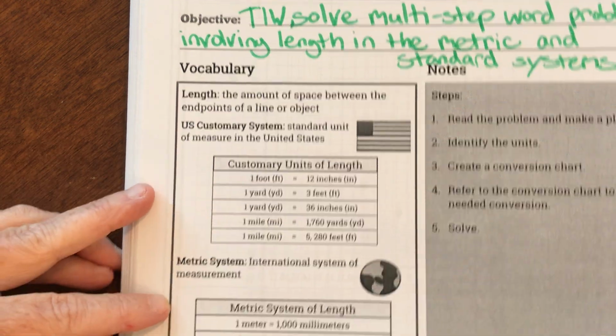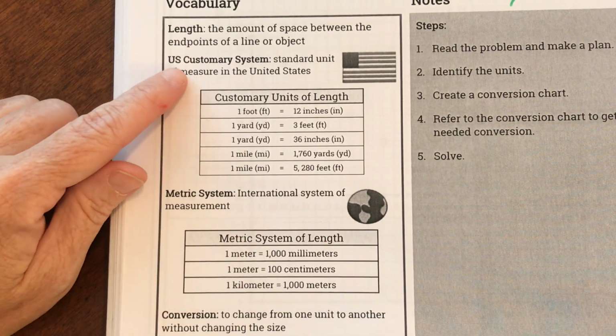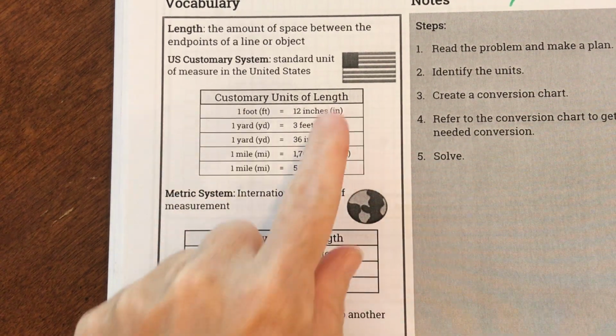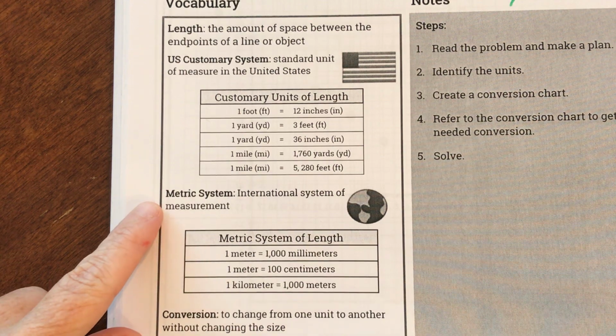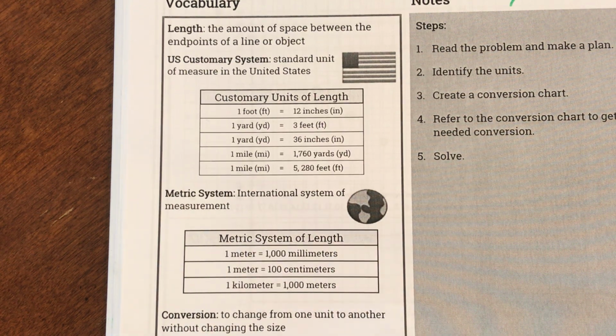Okay, here are the two systems that we're going to be dealing with for most of this unit. We're going to deal with the U.S. Customary System. It has a flag by it because really it's only the U.S. that uses it. Now, obviously, because we live in the U.S., it's important that we know it. The other system is called the metric system, and it's the international system of measurement. It has a picture of the globe next to it because every country in the world other than our country chooses the metric system.